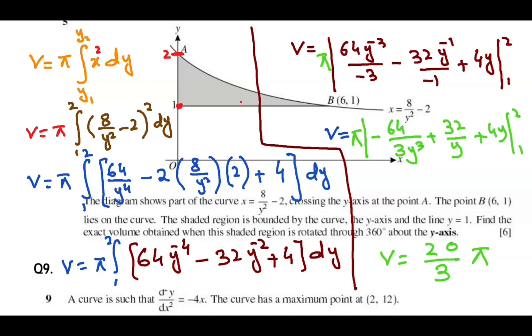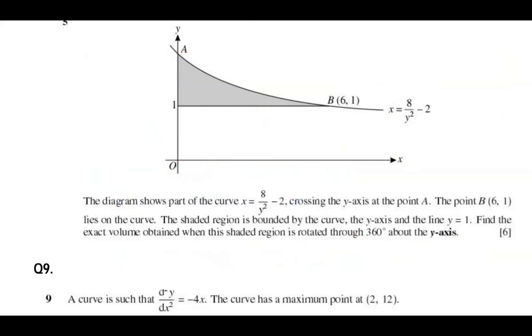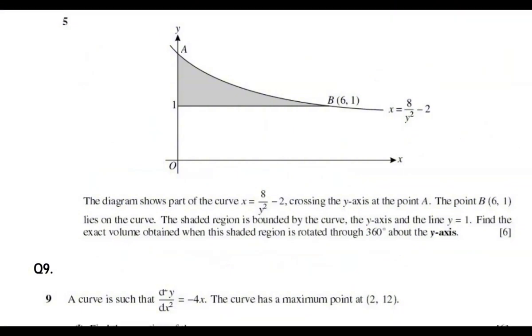जी सर, मेरा आ रहा है 6 whole 2 by 3 pi. हाँ, एक ही बात है. 6 whole 2/3, 20/3, 6 whole 2/3. So 20/3 pi or 6 whole 2/3 pi is the exact volume when this shaded region is rotated about y-axis 360 degree. This question.